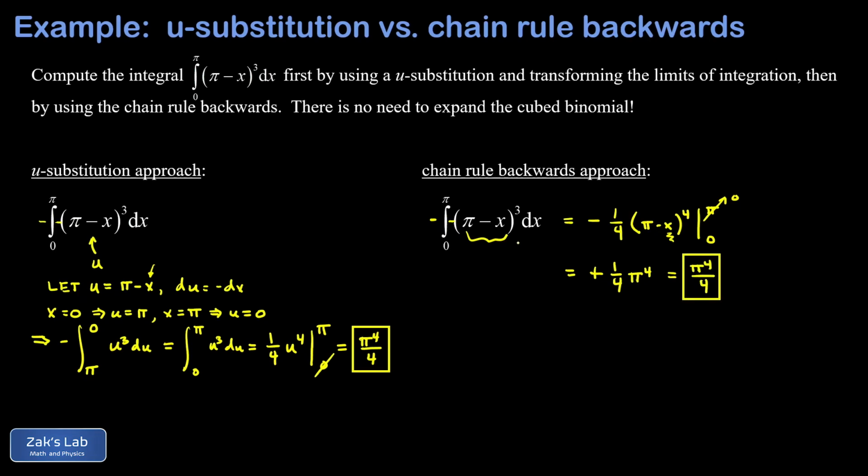So clearly using the chain rule backwards was the more efficient approach here. All we had to do is see the derivative of the interior function next to a power of that interior function. And we were able to skip all the formality of the u-substitution and get this done in 2 lines.